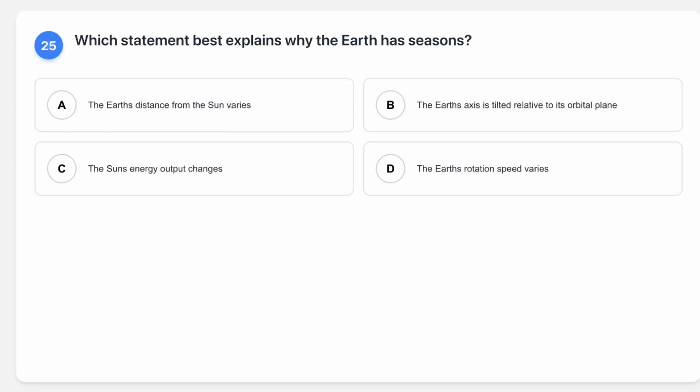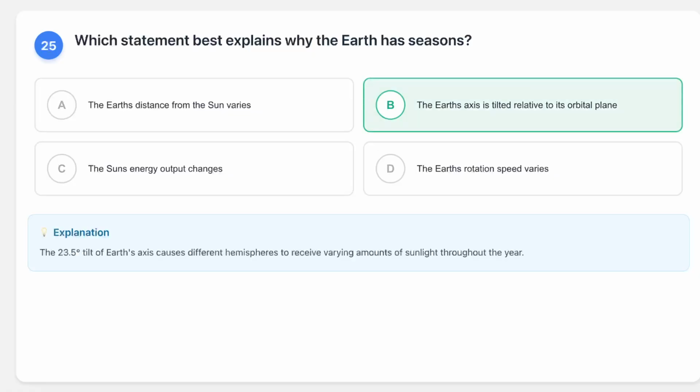Question. Which statement best explains why the Earth has seasons? Option A. The Earth's distance from the Sun varies. Option B. The Earth's axis is tilted relative to its orbital plane. Option C. The Sun's energy output changes. Option D. The Earth's rotation speed varies. Explanation. The 23.5 degrees tilt of Earth's axis causes different hemispheres to receive varying amounts of sunlight throughout the year.